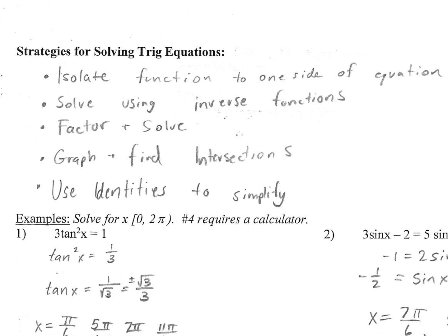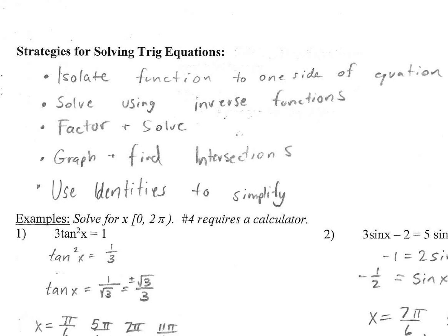Isolating our function to one side of the equation and then using inverse operations, just like we would solve an equation in any other unit, right? Work backwards to isolate the variable. Factoring and solving will be helpful here. Graphing and finding intersections. And finally, using identities to simplify. We'll see some examples of each of these as we work our way through these problems.